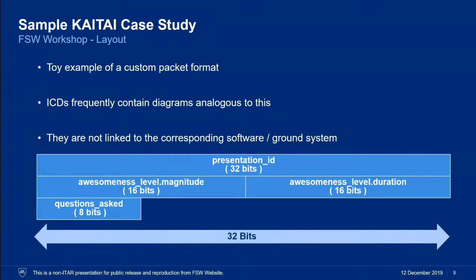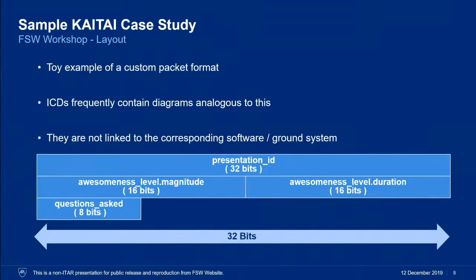And we're going to be talking about this new packet format that we've been given. We begin with an ICD that describes a message called the Flight Software Workshop Data Format. It has four fields. It has a presentation ID, which has 32 bits. It then has two byte quantities for the awesomeness level. It has a magnitude and it has a duration for its level of awesomeness, followed by the number of questions asked at the end of the presentation.